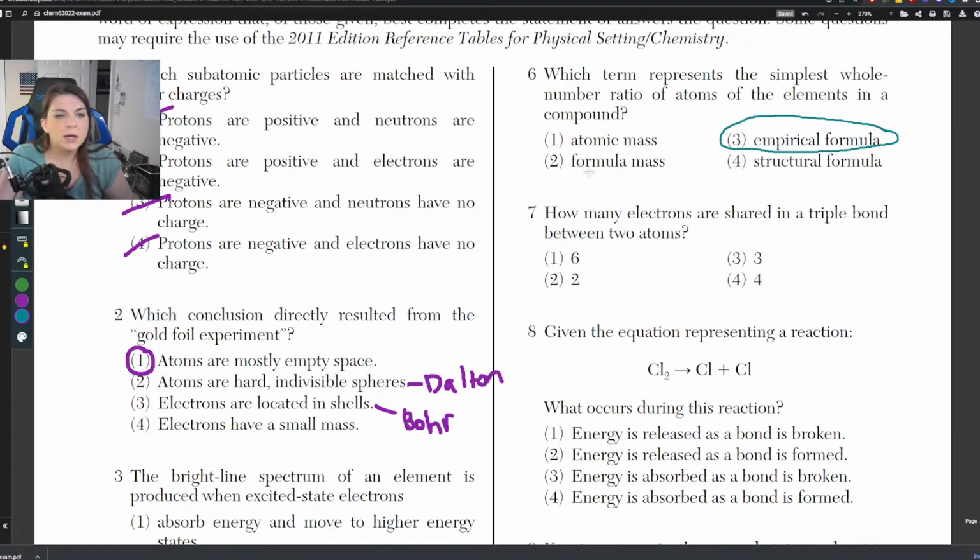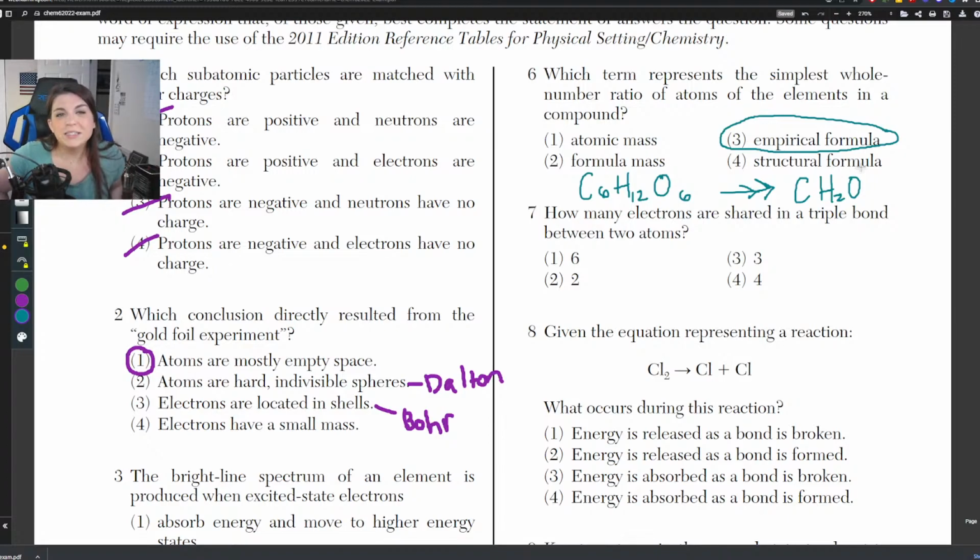If we had C6H12O6, that's glucose. That right there is a molecular formula, the actual real-life formula of the substance. But the empirical formula, I don't want to draw this like it looks like a chemical reaction, so I'm going to put 2 arrowheads on it. The empirical formula would be the most reduced version of that. So 6, 12, and 6 are all divisible by 6. For every 1 carbon, there's 2 hydrogens and 1 oxygen. That's what the empirical formula is.